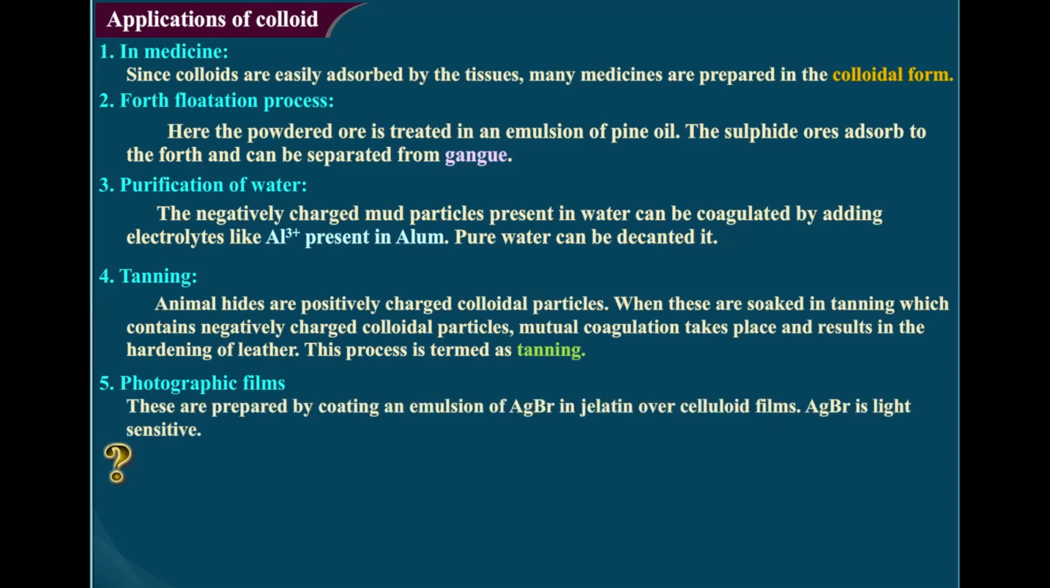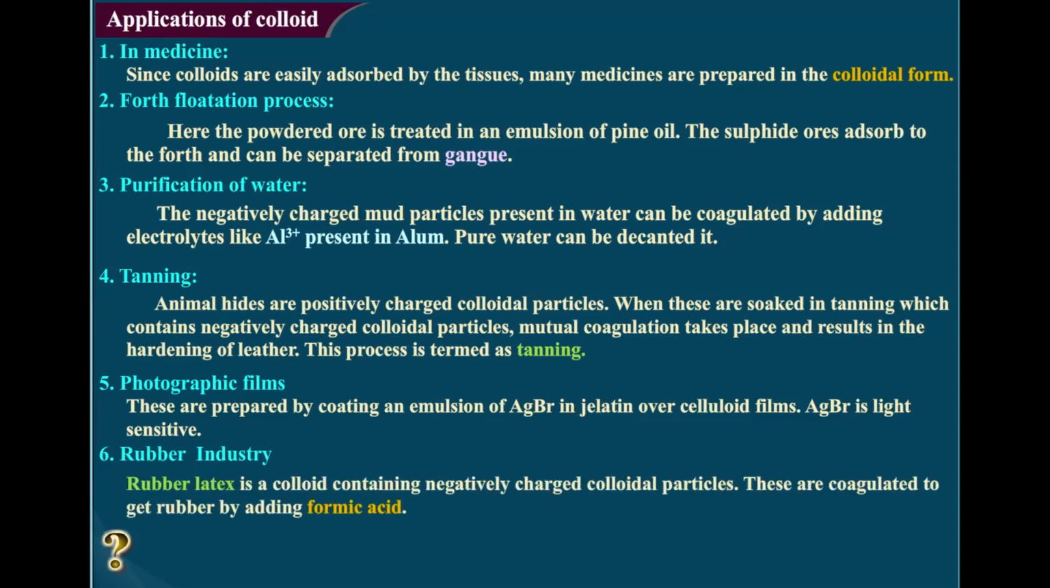Photographic films. These are prepared by coating an emulsion of AgBr in gelatin or celluloid films. Here the formation of an emulsion takes place. AgBr is light sensitive. Next, rubber. Rubber latex is actually a colloid containing negatively charged colloidal particles. These are coagulated to get rubber by adding formic acid.